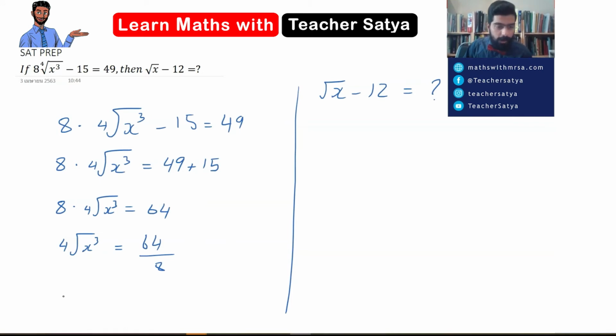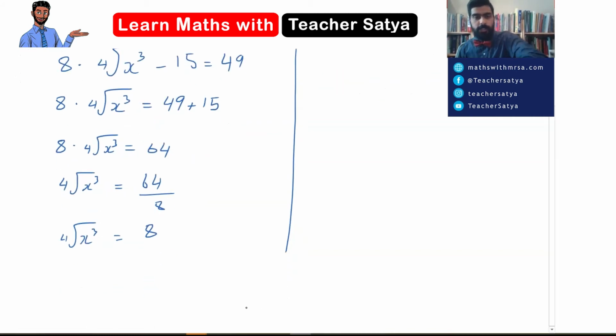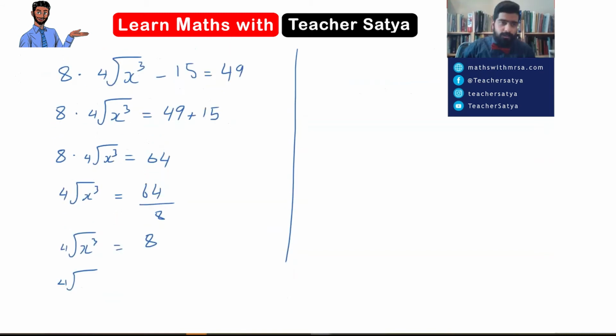So what do we have? 4th root of x to the power of 3 is equal to 64 divided by 8, which would give us 8. Right guys? Any question? No? Yes. Continuing from here. So what do we have here? Pretty similar to what we learned just now, right guys?